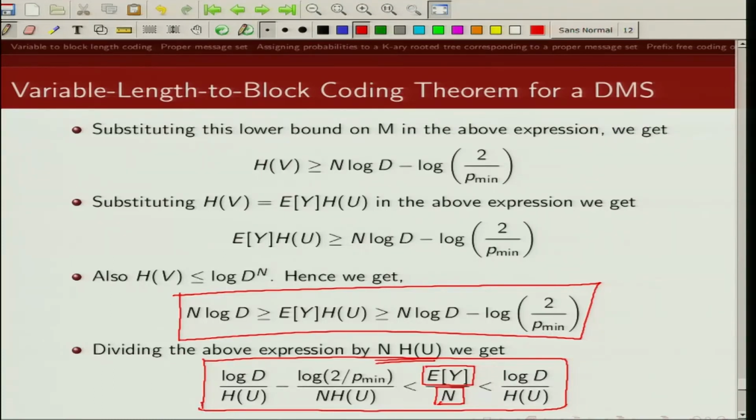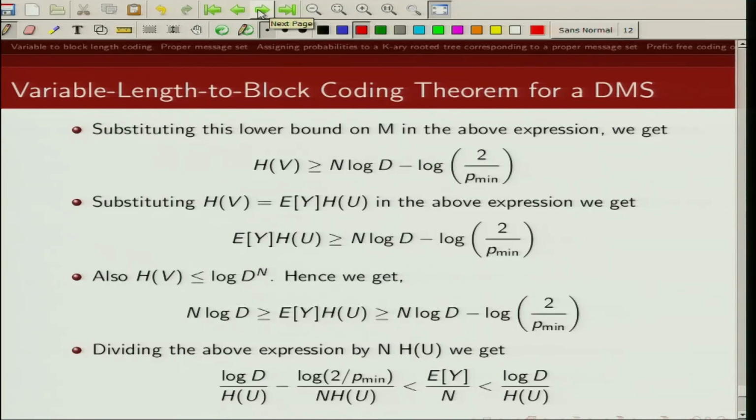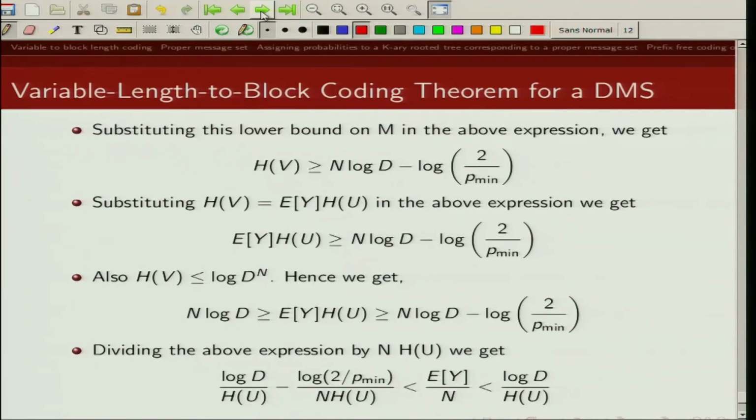So with this we will conclude this lecture on variable to block length coding. In this lecture we have shown that if we use a proper message set, it has to be a Tunstall message set that we should use for source parsing. Now in general, for a non-proper message set, we do not know what is the optimal way to do source parsing. So with this I will conclude this lecture. Thank you.